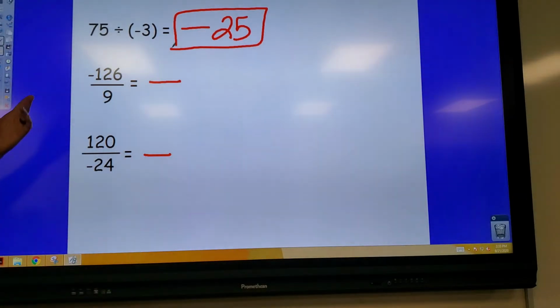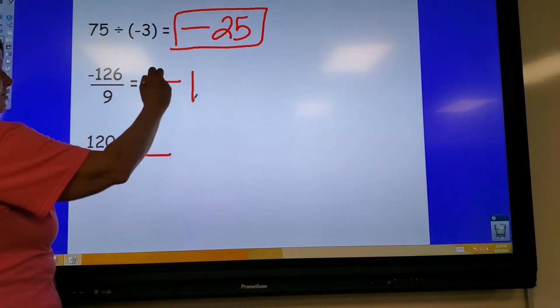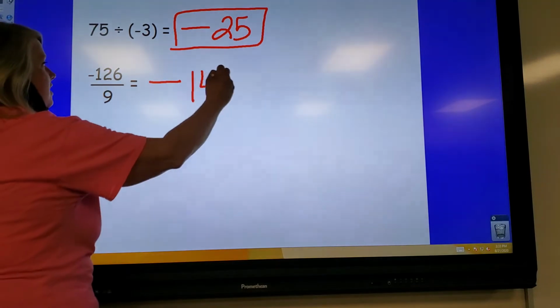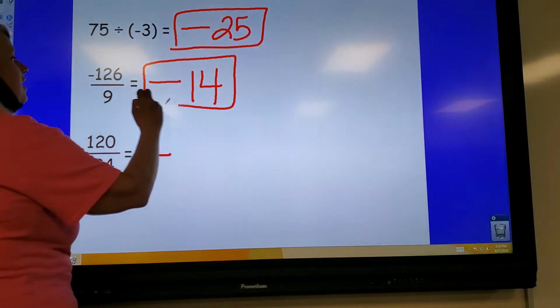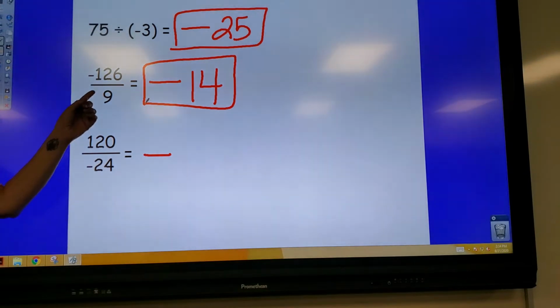This one, 126 divided by 9. 14. Okay, so 9 goes into 12 one time. You'd have 3 left over, 36, that's 14. I'm sure that's how some of you did it in your head, right? Do you kind of visualize doing long division in your head? No? Okay, if you need, some of you need to write it down, and that's fine.